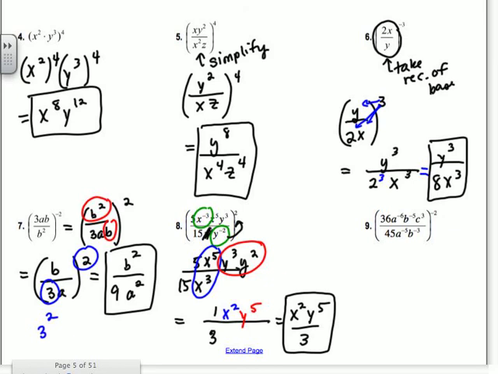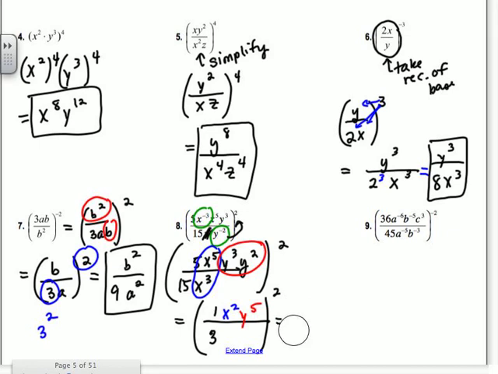I need to do what? Oh, the 2 on the outside, okay. Yeah, I forgot. So all of that's being squared, isn't it? Oops. So it should be x to the 4th, y to the 10th over 9. Okay, so how many of you guys got that? Anybody? Chris? Kendall? No one else? Okay, it's a tough one.